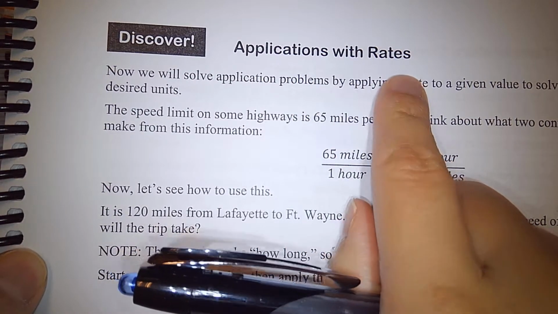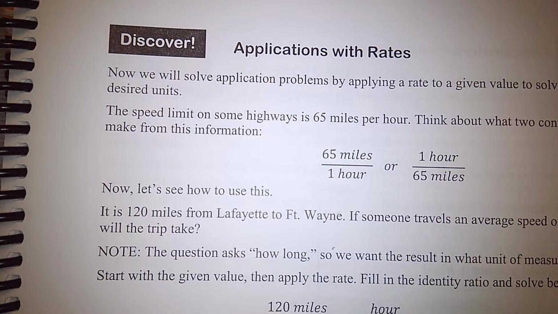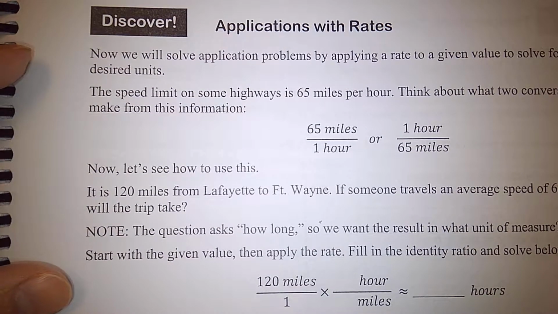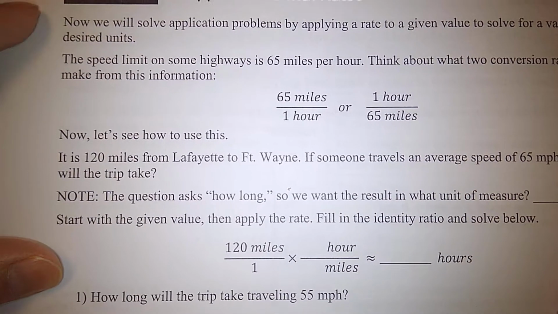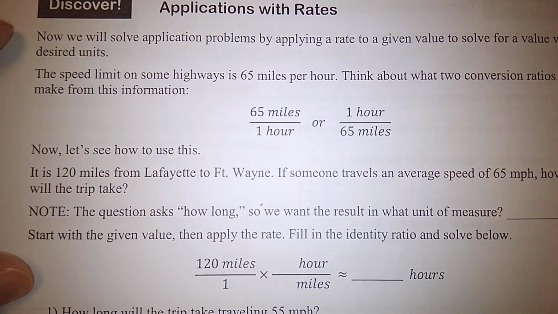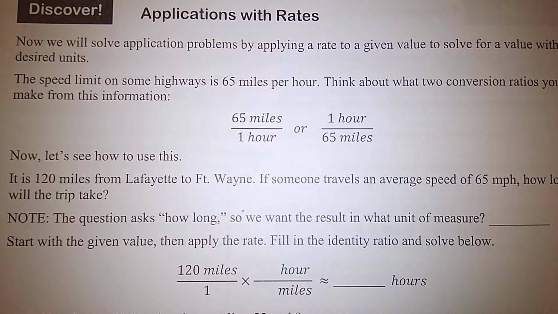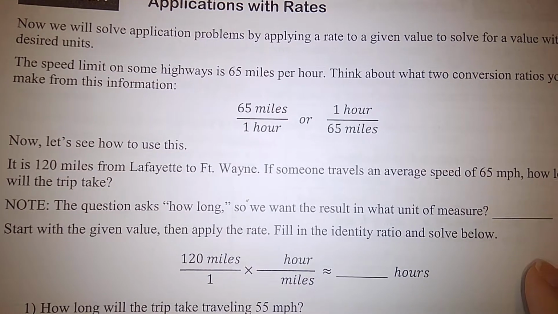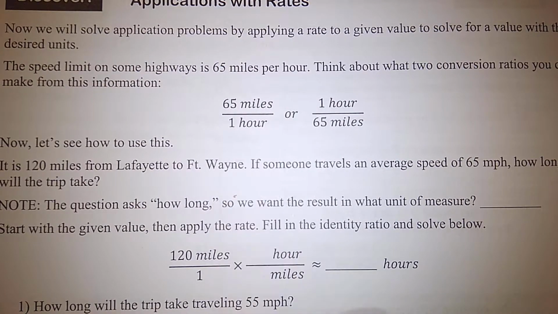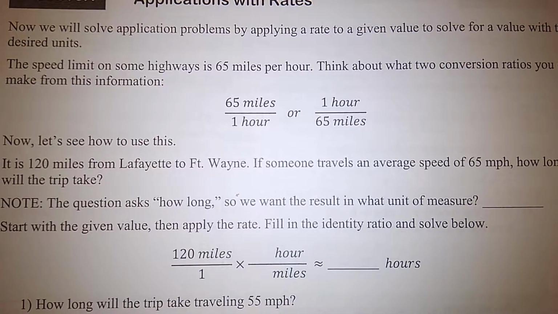Applications with rates. Okay, so we're going to talk about this type of question as well. I'm going to ask a volunteer to read everything above question 1. Whose turn? We will solve application problems by applying a rate to a given value to solve for a value with the desired units. The speed limit on some highways is 65 miles per hour. Think about what 2 conversion ratios you can make from this information. 65 miles over 1 hour or 1 hour over 65 miles.